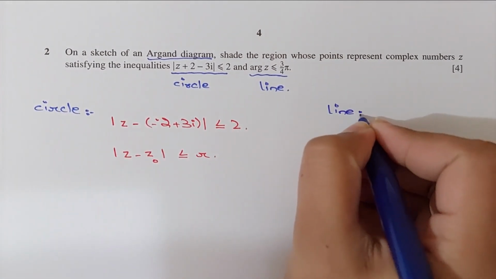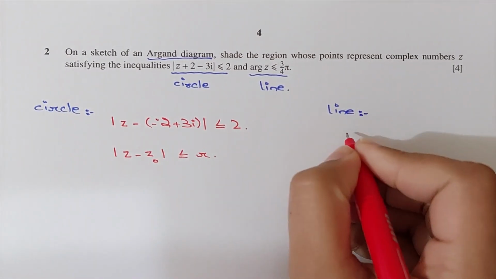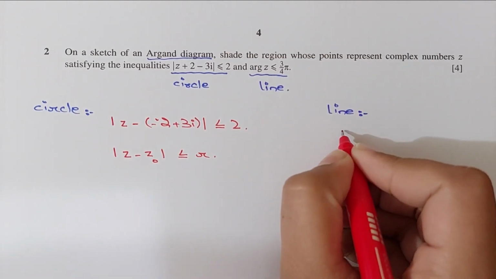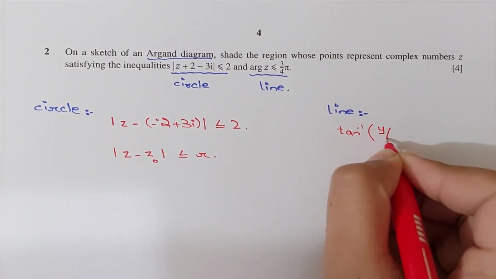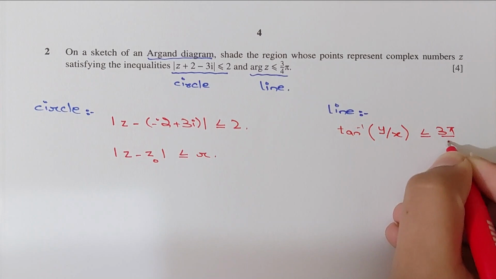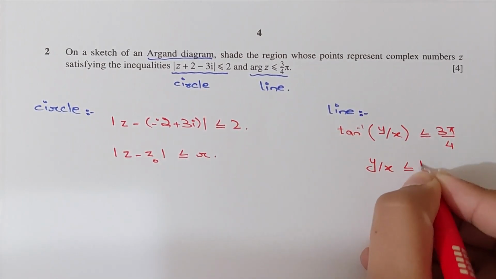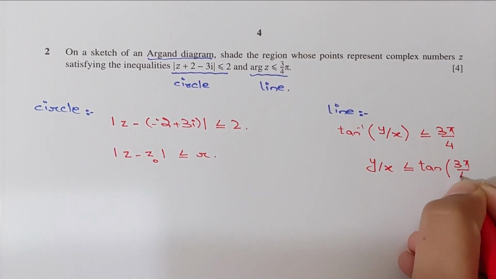Let me simplify the line as well, and then we can draw the sketch. So the line is argument of z. What is argument of z? Argument of z is basically tangent inverse of y over x. This is less than or equal to 3π/4, right? So we have y over x is less than or equal to tangent of 3π/4.